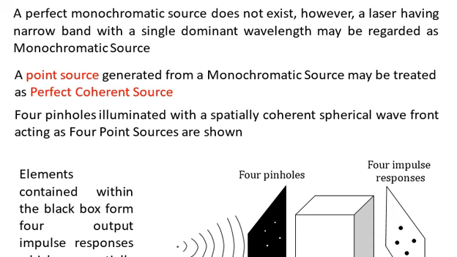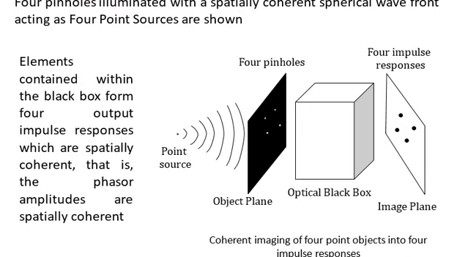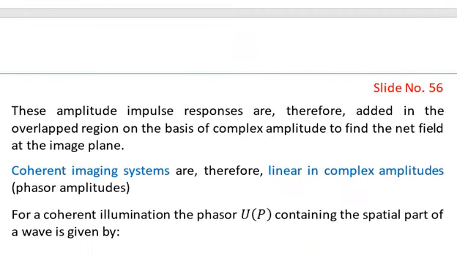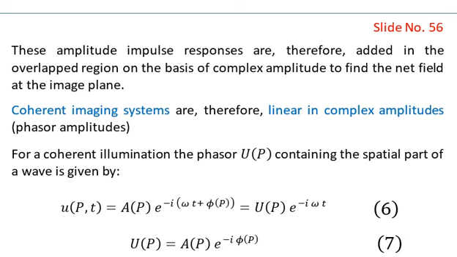Four pinholes illuminated with a spatially coherent spherical wavefront acting as 4 point sources are shown. Elements contained within the black box form 4 output impulse responses which are spatially coherent. That is, the phasor amplitudes are spatially coherent for this system. These amplitude impulse responses are therefore added in the overlapped region on the basis of complex amplitudes to find the net field at the image plane.